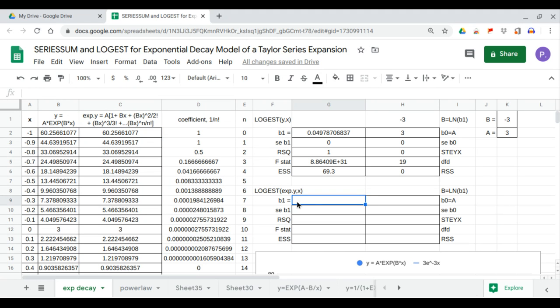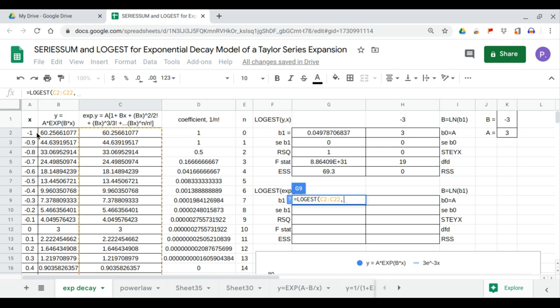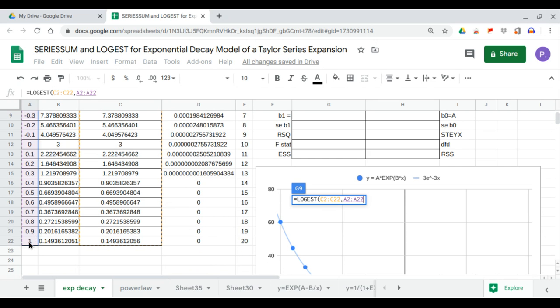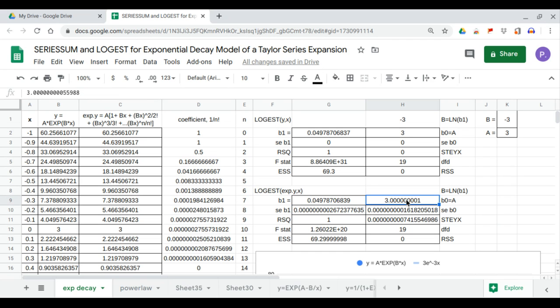So we enter logest of this dataset against the function. But we cannot expect this to be perfect. So we have an error for a of 0.00001. So it's not perfect. And our value for b, which is ln of b1, is not a perfect negative 3. So there is still an error. Our standard error values of the coefficients are not perfect 0. Our standard error of y is not perfect 0 either.